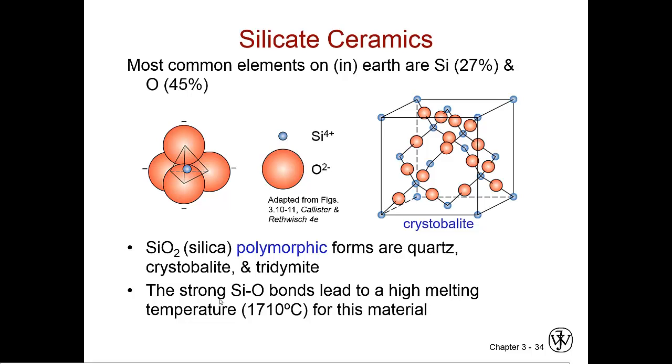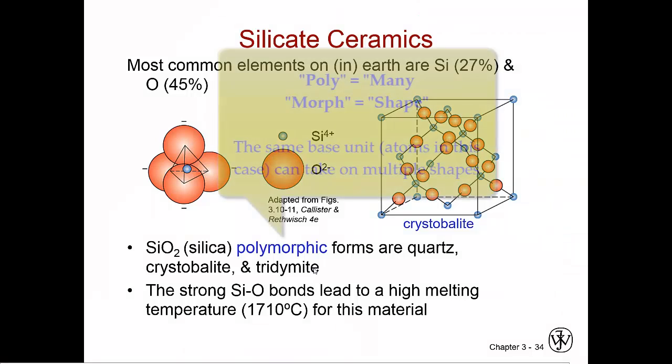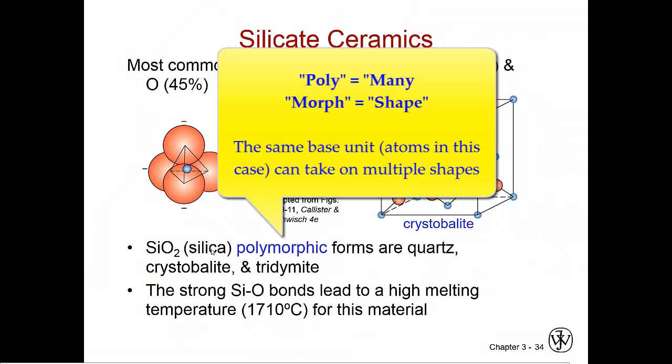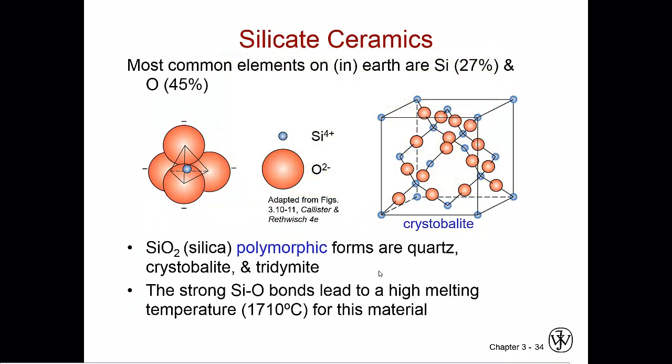Well, silica, SiO2, is very common. It can be found in many sands in the world. There are many different types of sand, but the most common is SiO2 or silica. But it can be found in quartz and the cristobalite and the tridymite. And these are polymorphic forms. Poly meaning many, morphic meaning shape. So it's the same thing in different shapes. There are very strong bonds here, and that leads to a high melting temperature.